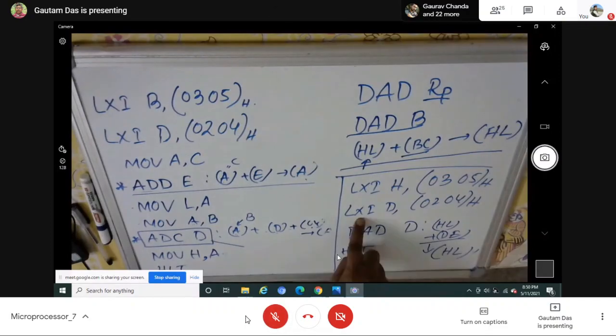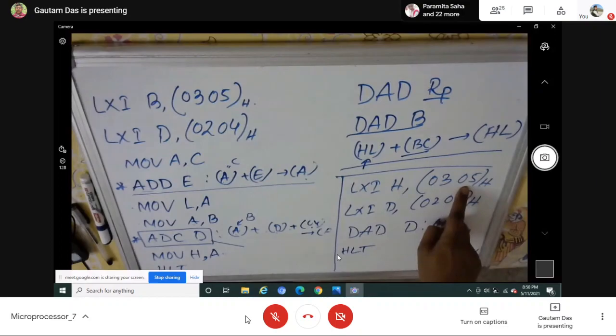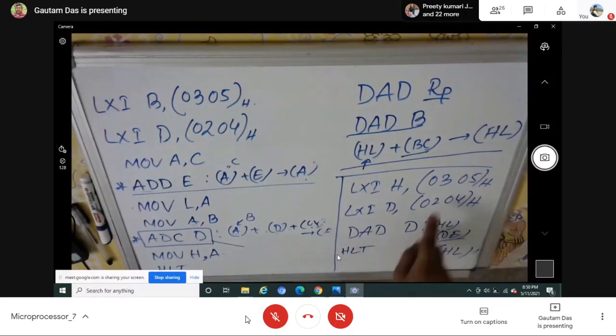So that I have done. Whatever data you want to add initially, you can store it. Let's say I have stored one 16-bit data in HL pair, another 16-bit data I have stored in BC. Now I am adding that BC. These two 16-bit data will be added. One data is at HL, another data is at BC, and the result will be there at HL. You have to initialize with the data which you want to add. That data you have to store or initialize in these registers.